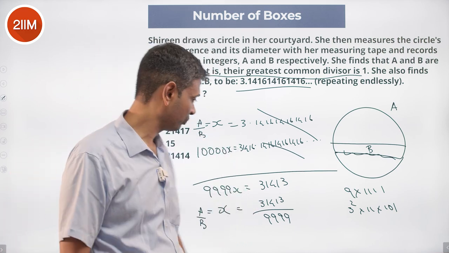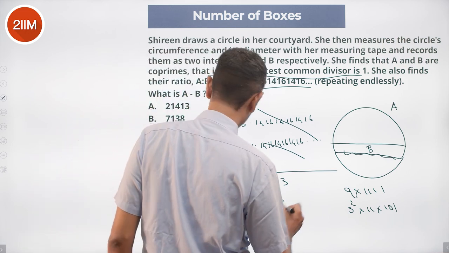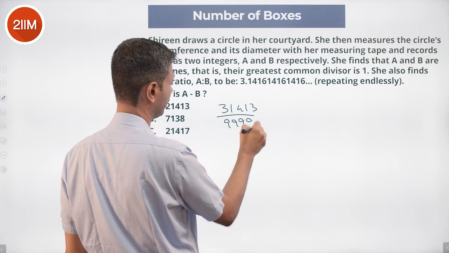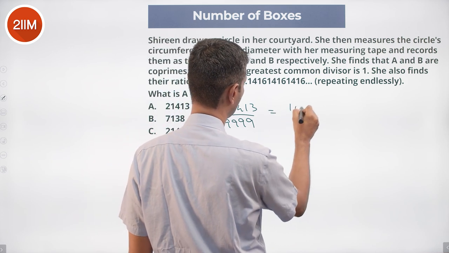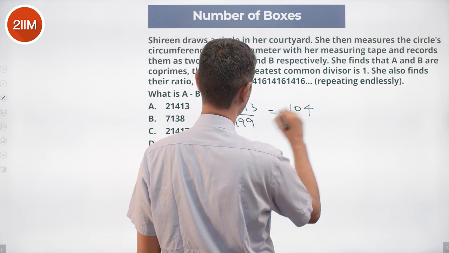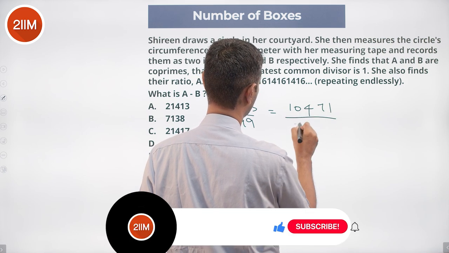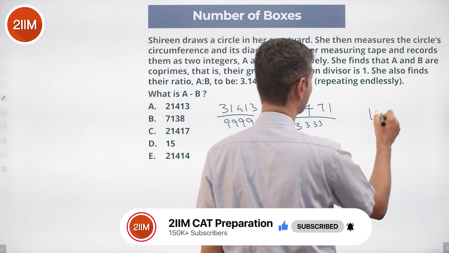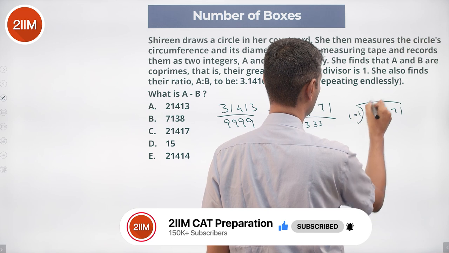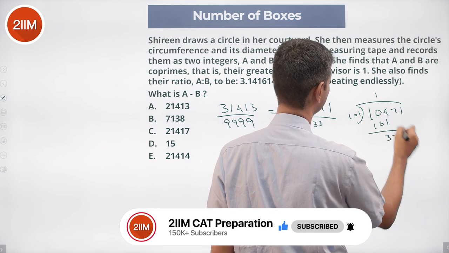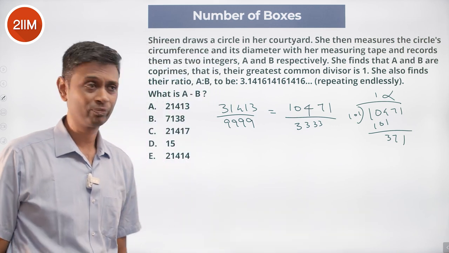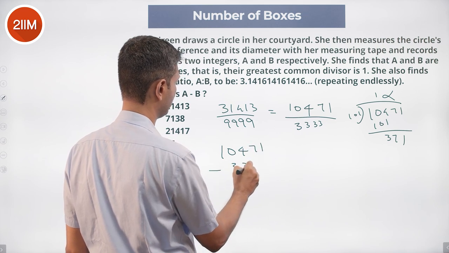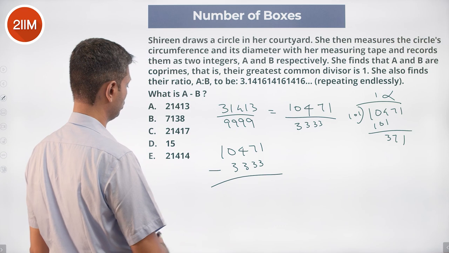Let's first cancel off a 3. Divide this by 3. 31413 by 9999 is A by B. Divide this by 3: 10471 by 3333. For the really skeptical, take this 10471, divide it by 101 and check that. Doesn't work. So these two are coprime. Our answer has to be A minus B, which is 10471 minus 3333, 7000 something. Done.